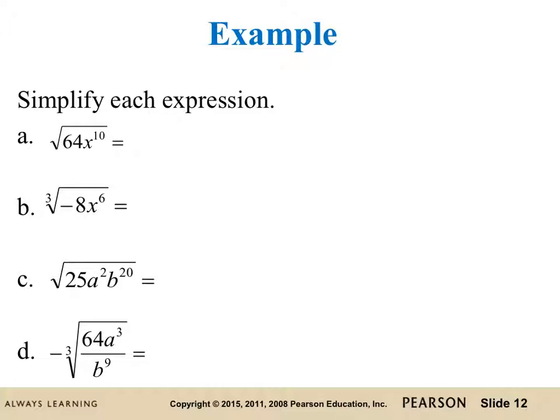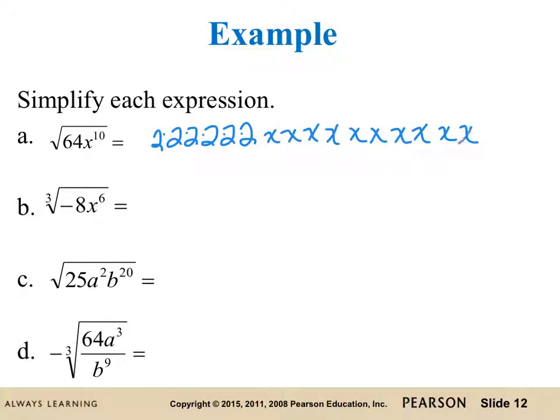Since we know that 64 is 2 times 2 times 2 times 2 times 2 times 2, it's 6 factors of 2. And we know that x to the 10th is x times x times x times x times x times x times x times x times x times x, 1, 2, 3, 4, 5, 6, 7, 8, 9, 10. And since this is a square root radical, that tells us that we can bring the 2's out in pairs.